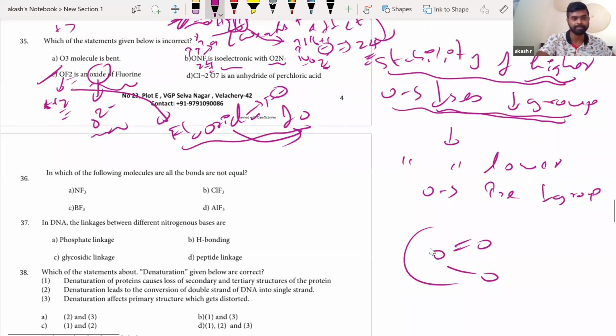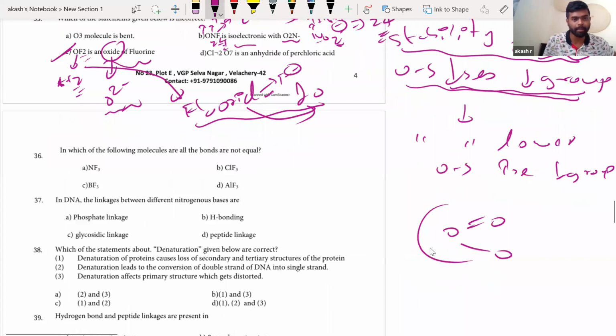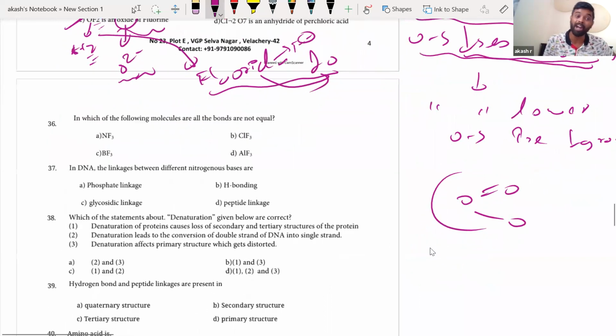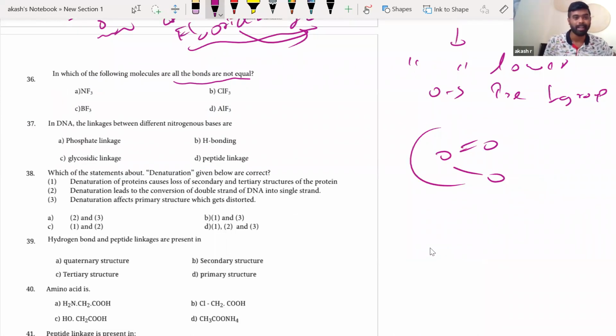Okay, next. In which of the following molecules are all the bonds not equal? Okay, now not equal. Now you have to check. NF3 will be fine. This is pyramidal. BF3 will be fine. AlF3 is fine. The answer would be ClF3. Now why ClF3? Let me tell you.